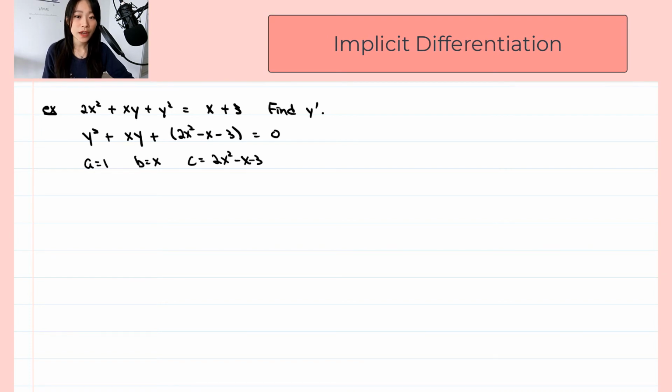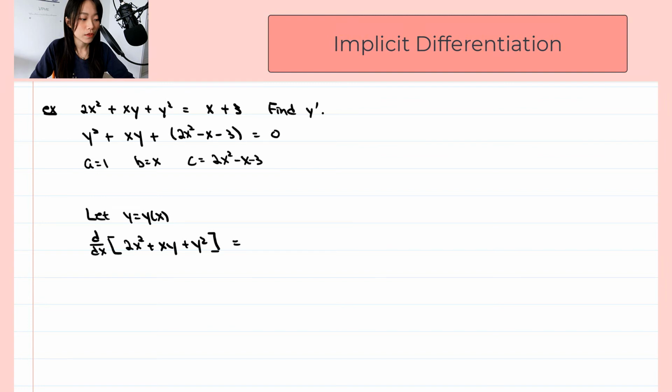So when you see an equation that involves x and y, then you can assume y is a function of x and use implicit differentiation. So the first step is to take the derivative on both sides. The left-hand side would be d over dx of 2x squared plus x times y plus y squared, equals the derivative of the right-hand side, which is d over dx of x plus 3.